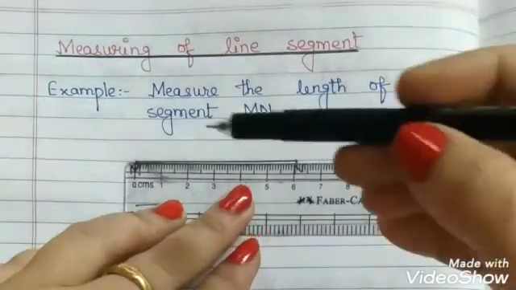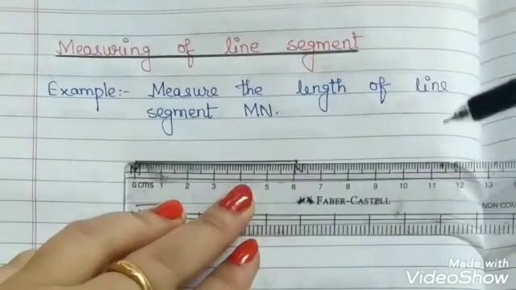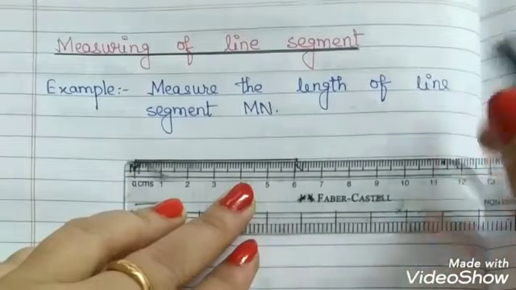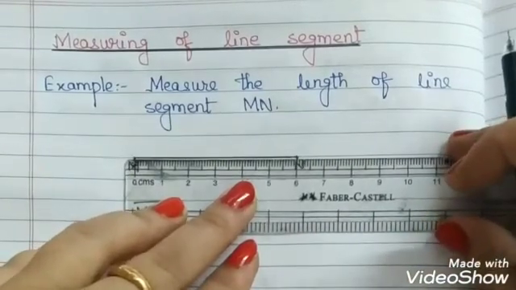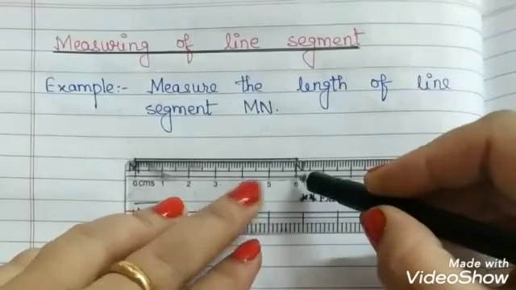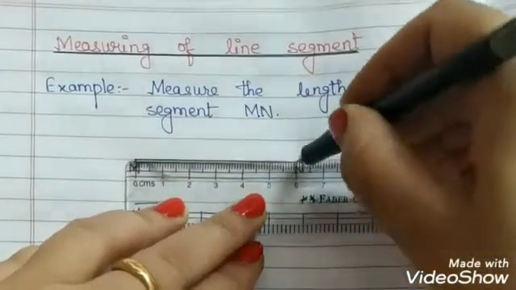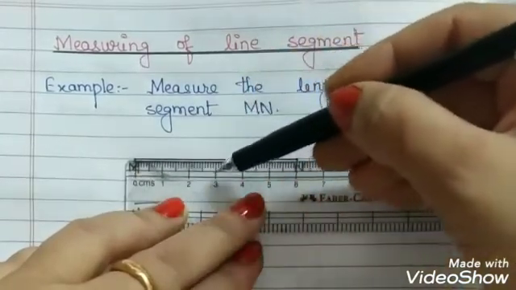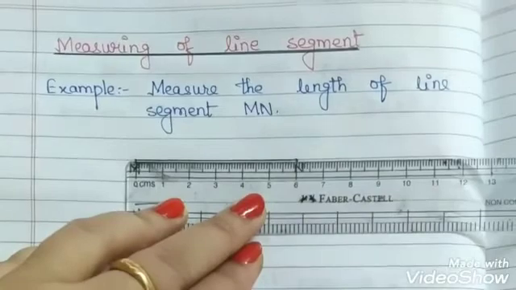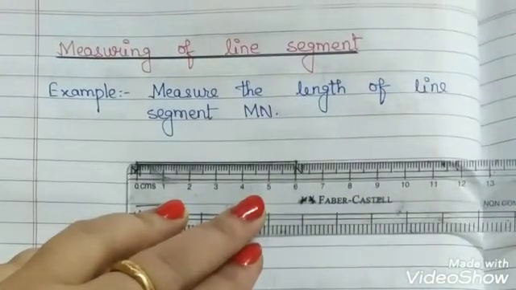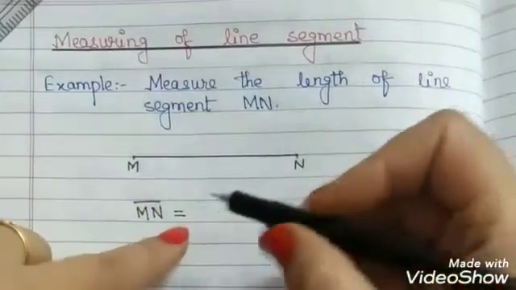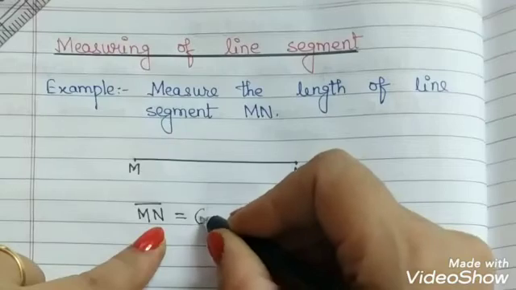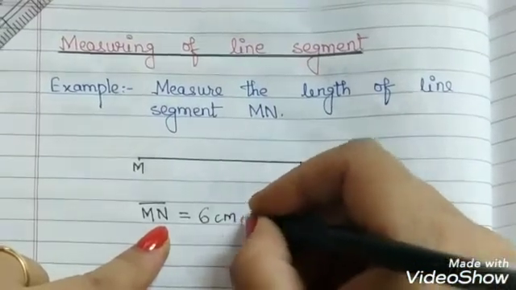So, we count forward from 0 to 15. Look here, point N of the line segment is coinciding with the point 6. It coincides with the point 6. So, we can read it as 1, 2, 3, 4, 5, 6. That is 6 centimeter. Thus, the length of the line segment MN is equal to 6 centimeter.